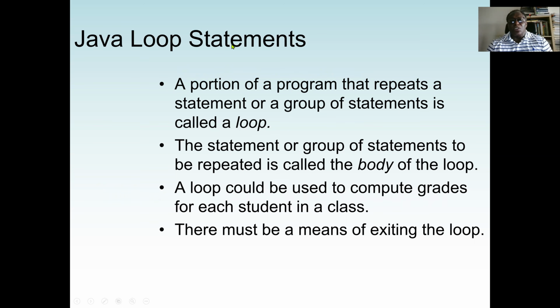So a Java loop statement is a portion of a program that repeats a statement or a group of statements, called a loop. So the whole concept of looping is again repeating a statement over and over again. So a very simple example: if I want to find the sum of numbers from 1 to 50, that is 1 plus 2 plus 3 plus 4 up to 50, I don't want to declare 50 variables and add all the values together.